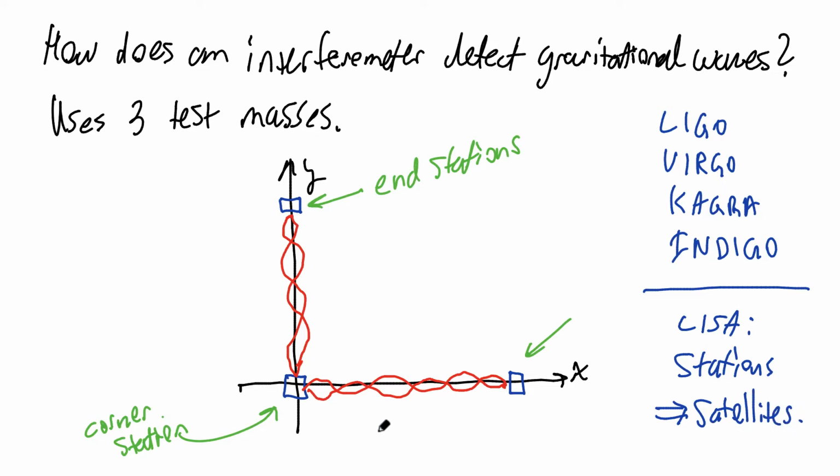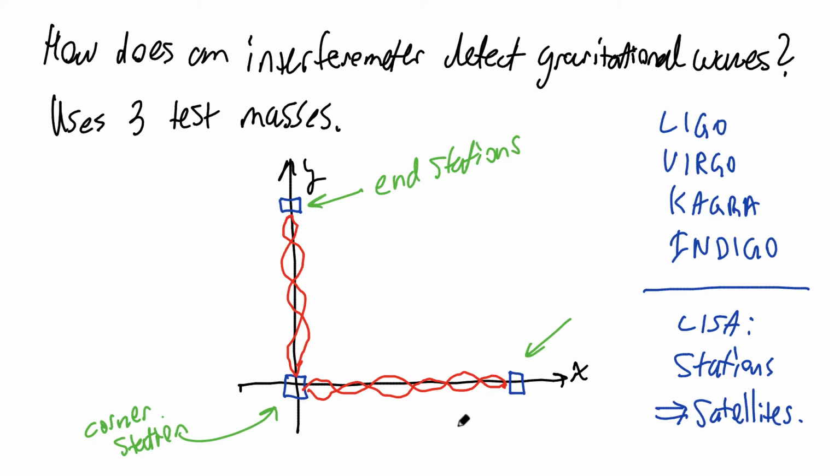Now, one of the issues you might have with this explanation is that the test masses, at least for the ground-based gravitational wave detectors, are not freely falling. They're not moving along geodesics. The test masses are actually suspended from the ceiling of the end stations or the corner station.